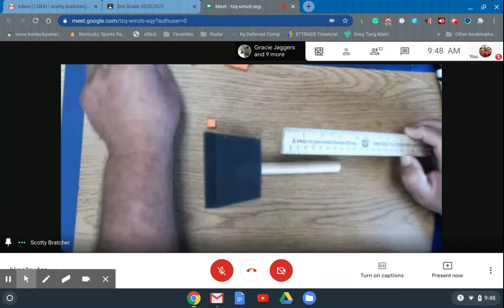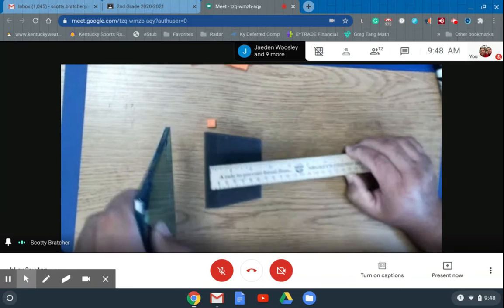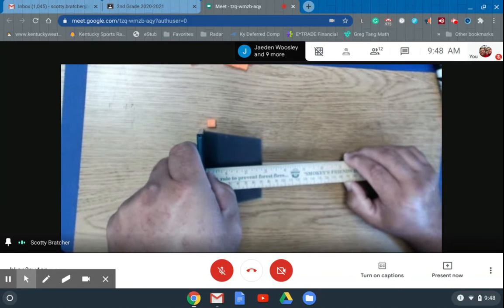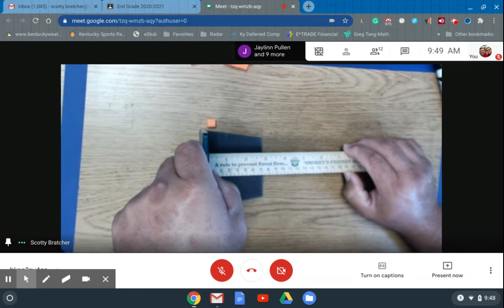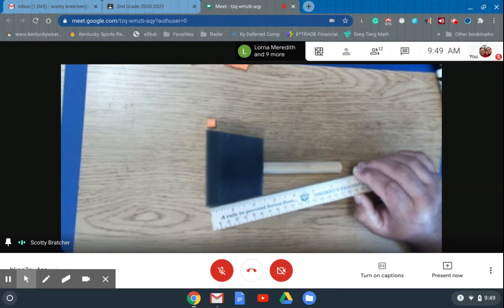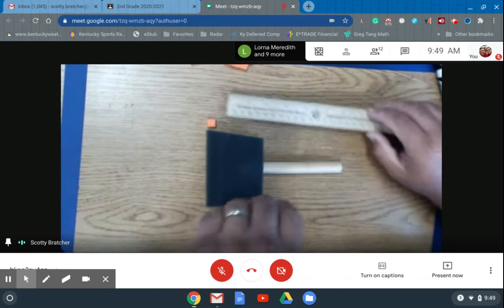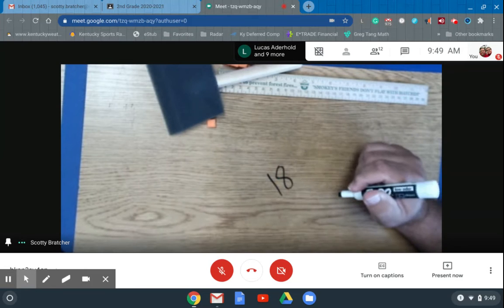So I'm just going to use my ruler on this one. Okay, I'm going to hold this up at the end just to make sure I'm at the end of it. Okay. And it tells me that I'm at 18. I'm at 18 centimeters.